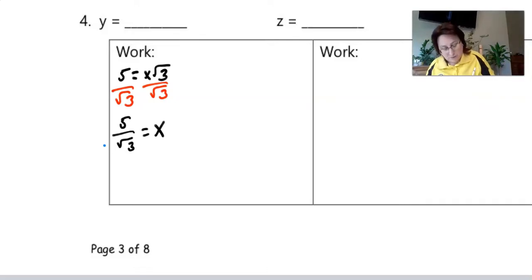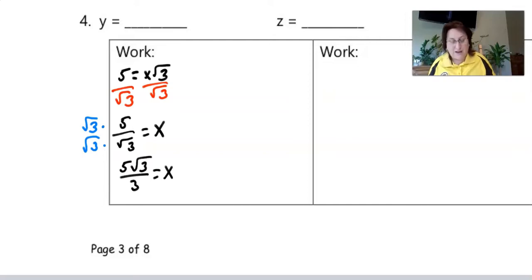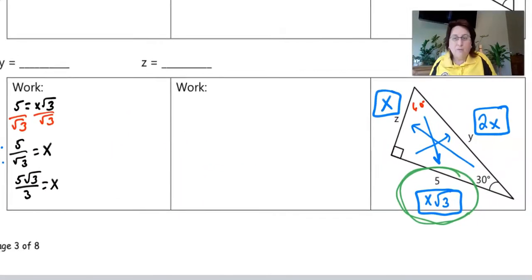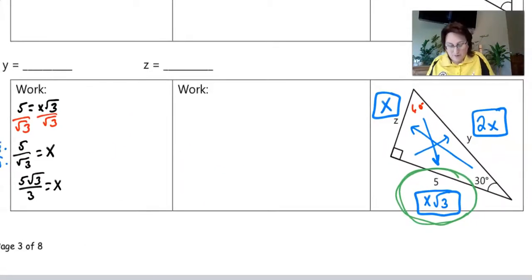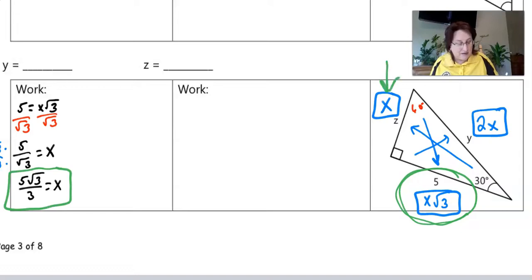So we are going to multiply both the bottom and the top by the square root of 3, and we end up getting 5 square root 3 over 3 equals x. Hey guys, remember, this is the x that is in the ratio, isn't it? Okay, this is the x that's in the ratio. So let's go back and look at our ratio over here. So, and I'm going to circle it. This x right here is the same x that is in each of these ratios right here.